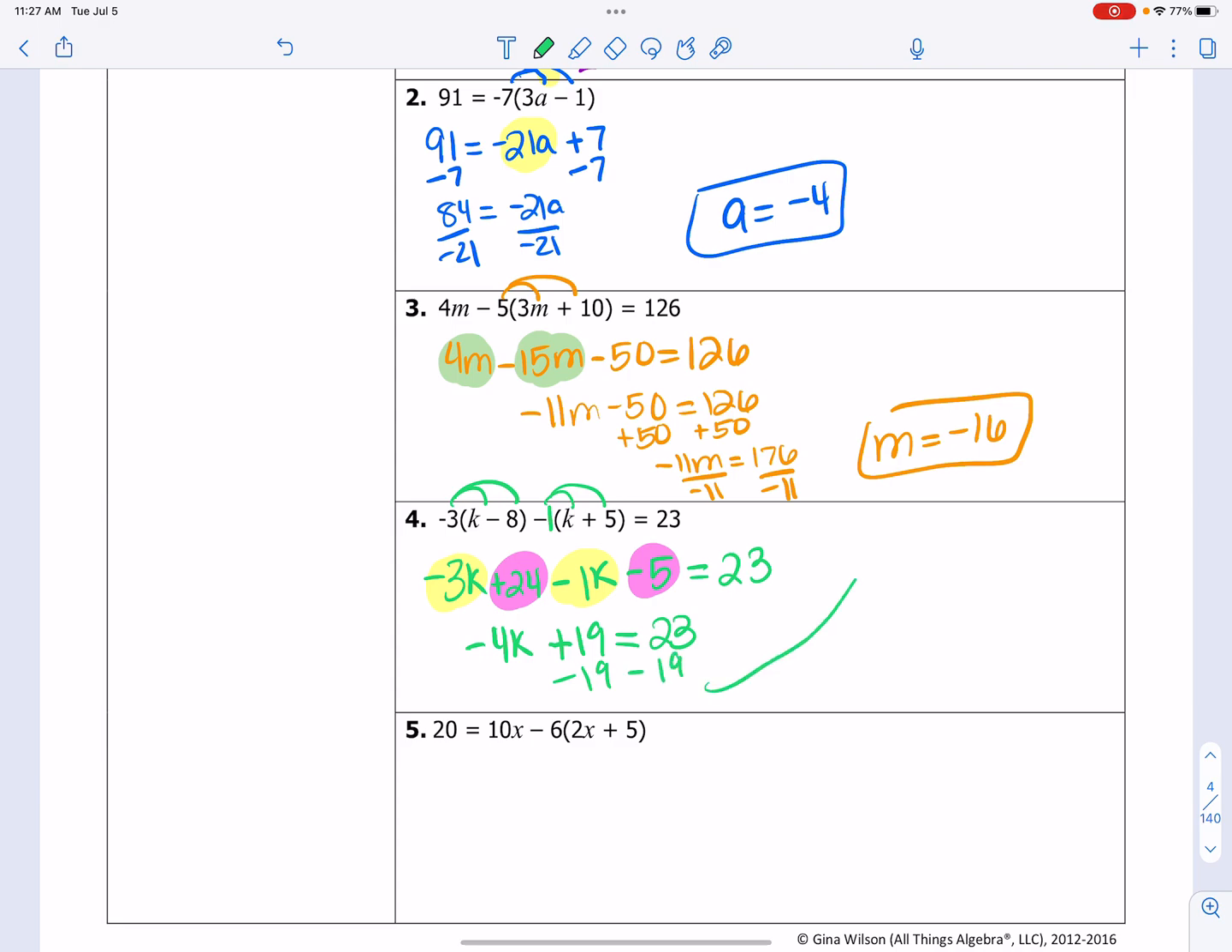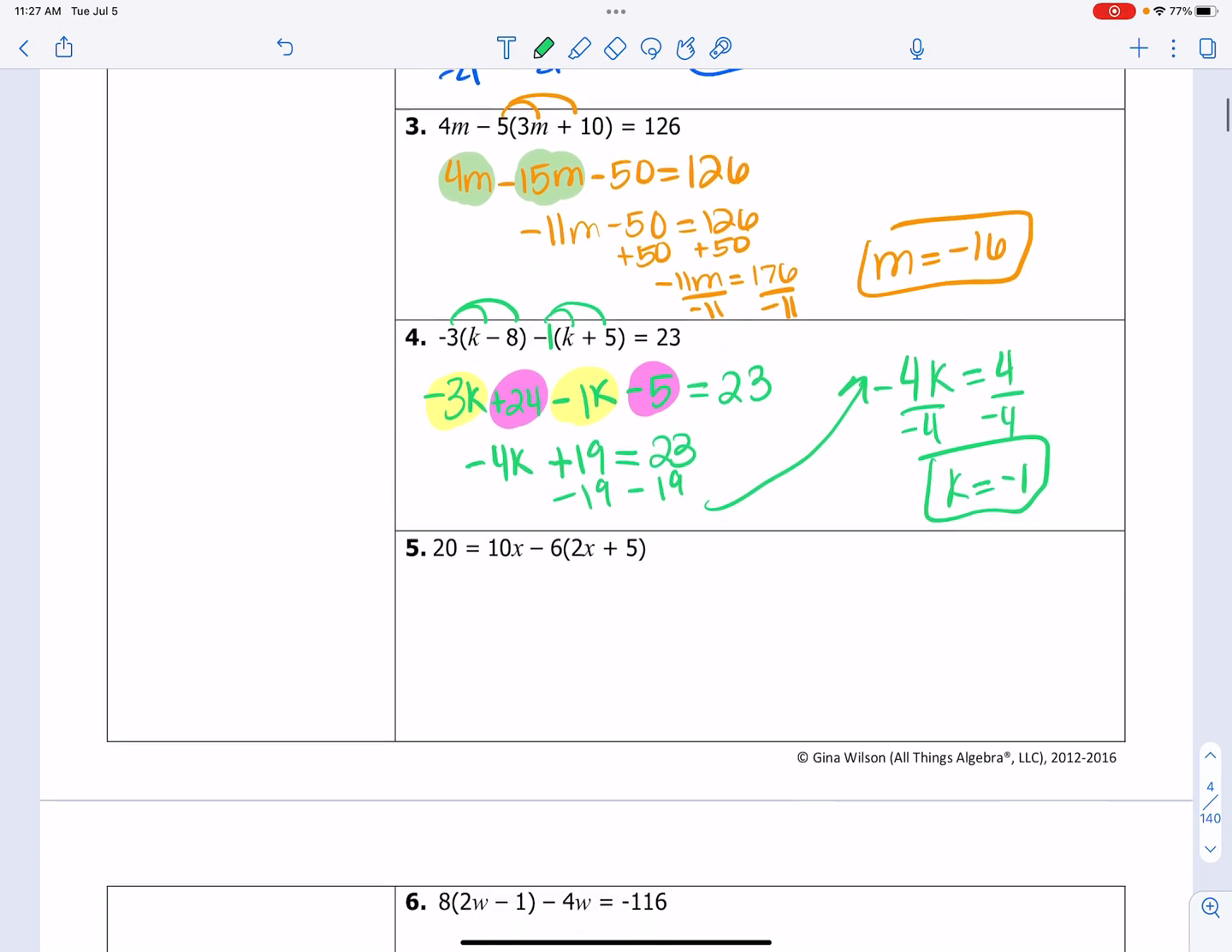And I get, oops, I'm going to have to come up here. I ran out of room. Negative 4k equals 4. Divide by negative 4. And my answer is a negative 1. Forgot the 1.